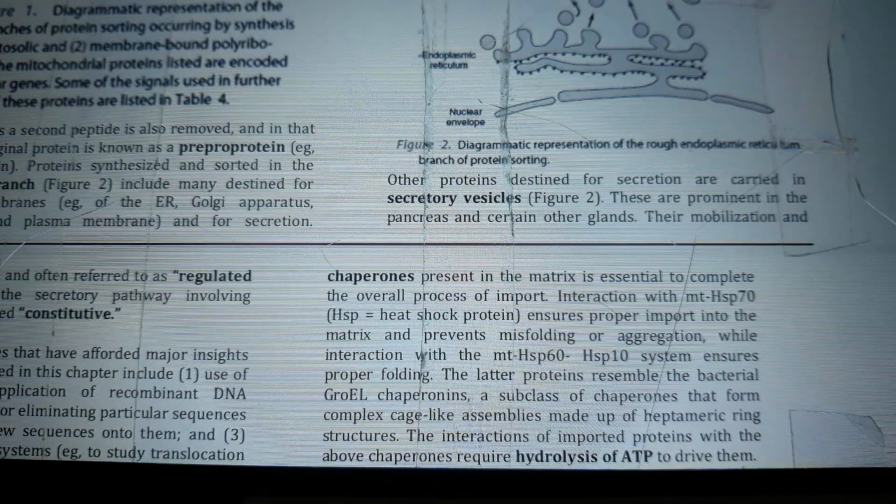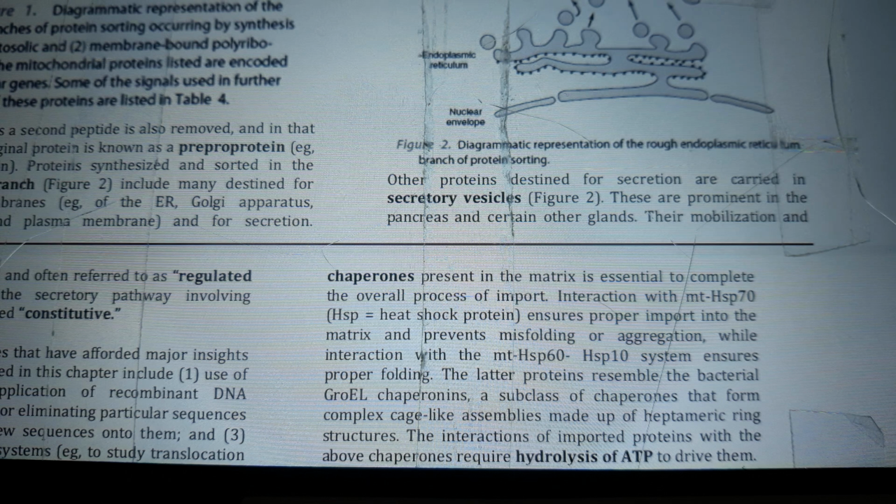So here is the diagrammatic representation of two branches of protein sorting occurring by synthesis on free cytosolic polyribosomes and on membrane-bound polyribosomes. The cytosolic proteins listed are encoded by nuclear genes. The mitochondrial proteins listed are encoded by nuclear genes. Some of the signals used in further sorting of these proteins are seen in the next table.